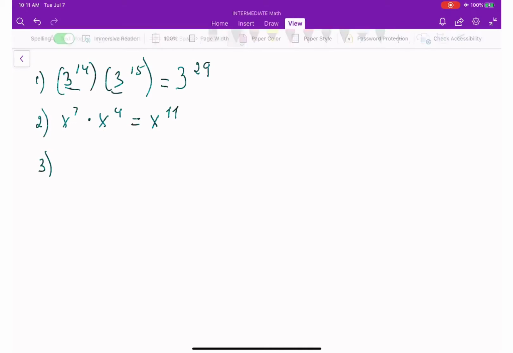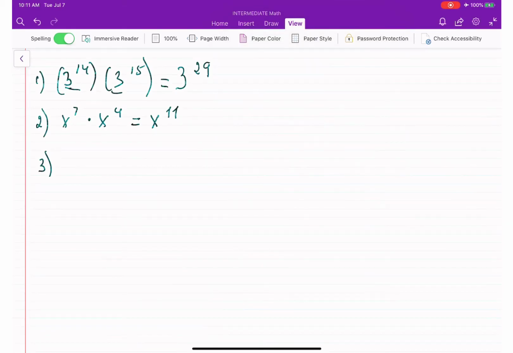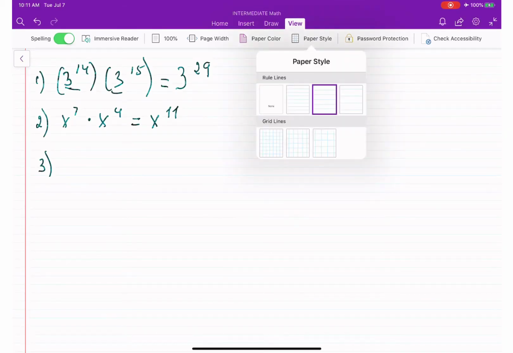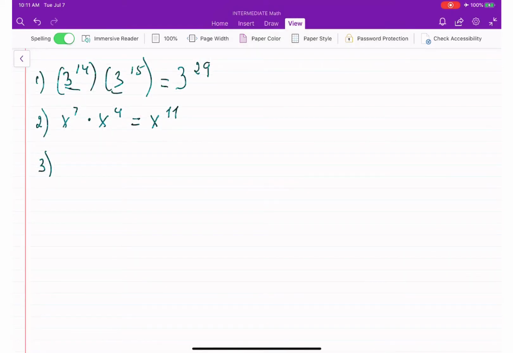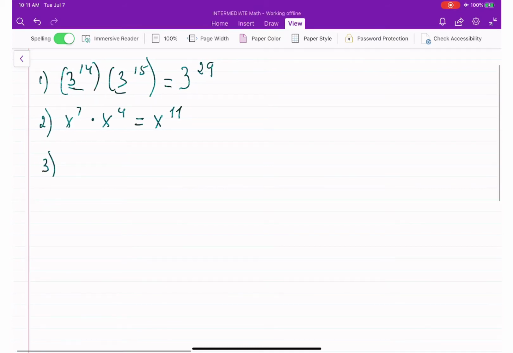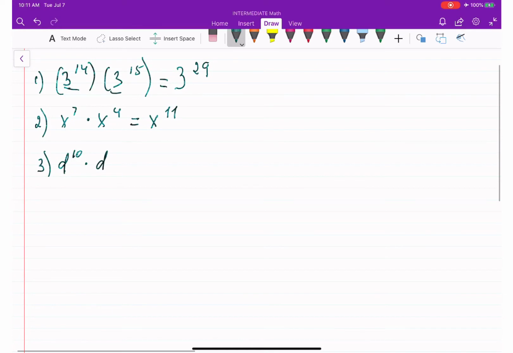Next, let me change the paper style. Okay. Next one, d to the power 10 times d. When you have d by itself, we understand by default the exponent is 1, which will be equal to d to the power 11.